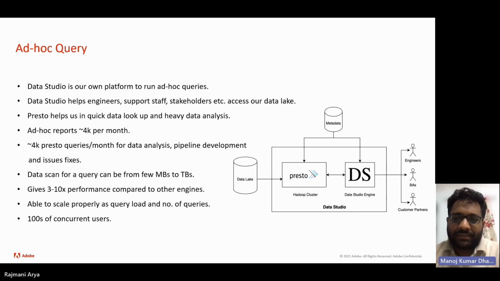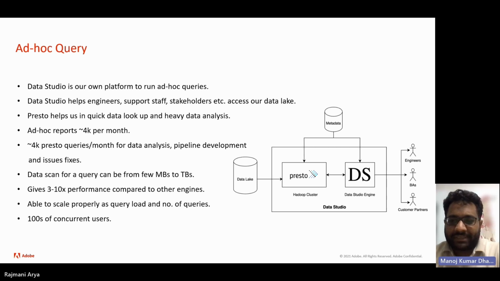We execute queries where the data scan size can vary significantly, ranging from a few megabytes to terabytes. This includes both small static tables and large tables containing weights, non-weights, and events data. Through extensive benchmarking, we found that Data Studio provides 3 to 10x better average performance compared to other engines. This improvement is experienced daily and contributes to increased efficiency.